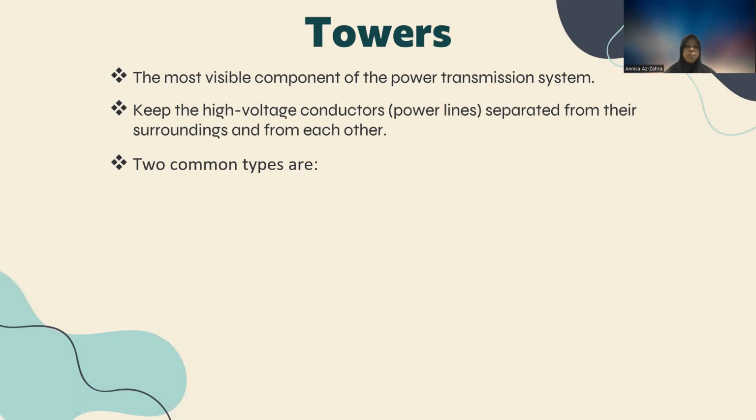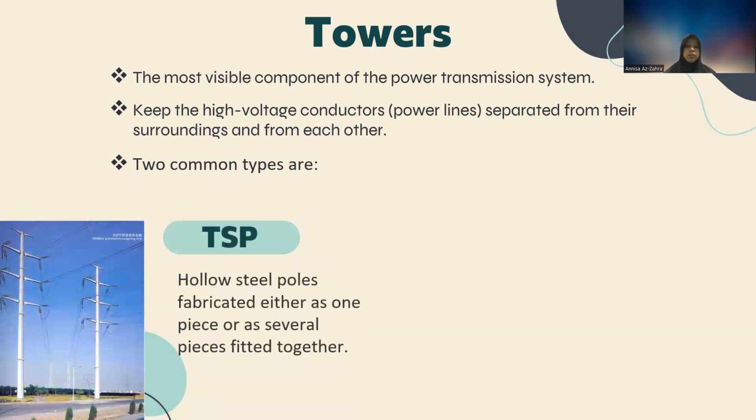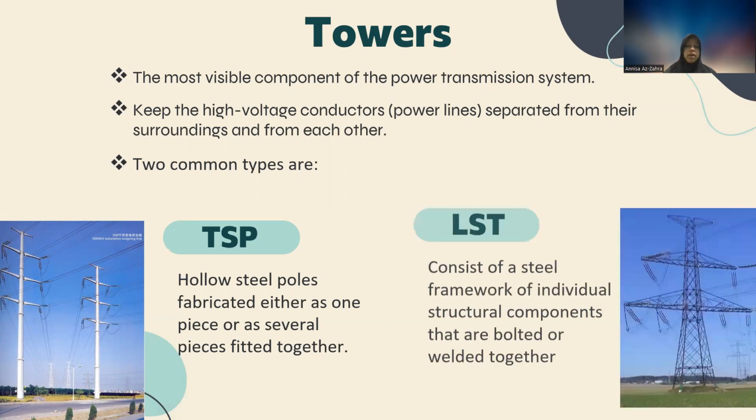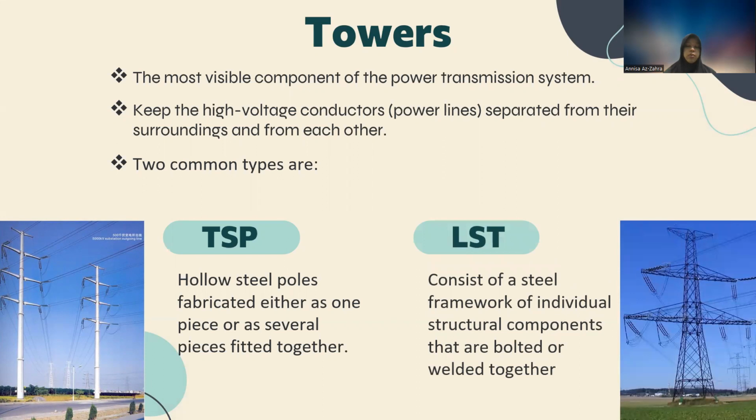Transmission structures come in many different designs, but two common types are TSP, or tubular steel poles, which are hollow steel poles fabricated either as one piece or as several pieces fitted together. It is used for transmission lines with extra high voltage. And next, LST, or lattice steel towers, consists of a steel framework of individual structural components that are bolted or welded together.